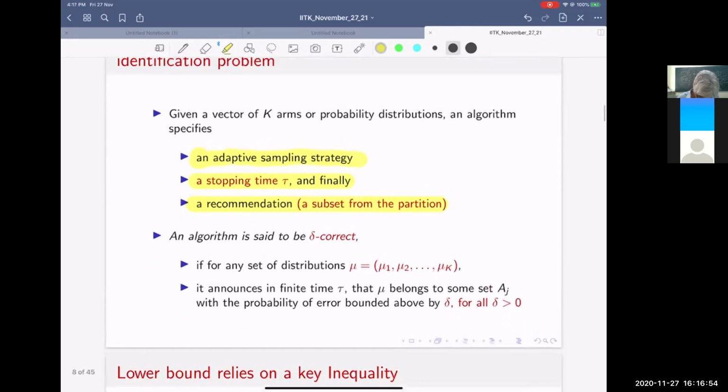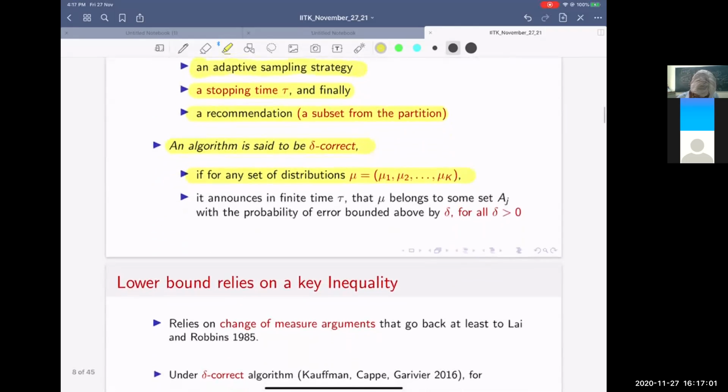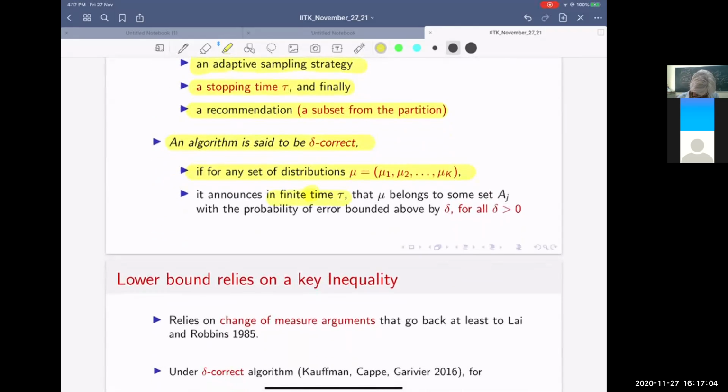All right. An algorithm is said to be delta correct if for any set of distributions mu 1 through mu k, it announces in finite time tau that mu belongs to some set A of j, some partition A of j, with probability of error bounded by delta, for all delta greater than 0. If an algorithm has these properties, then we say it's a delta correct algorithm. And because an algorithm has these properties, it has to satisfy some lower bounds. That gives us a handle on a theory for these problems. So that's where we're going.